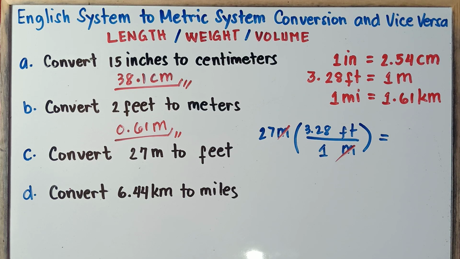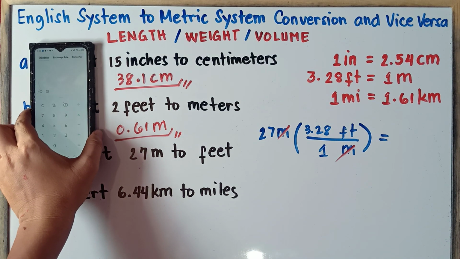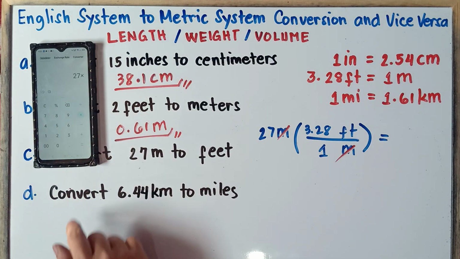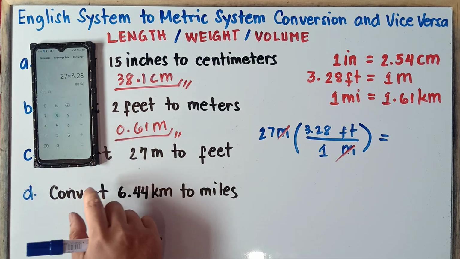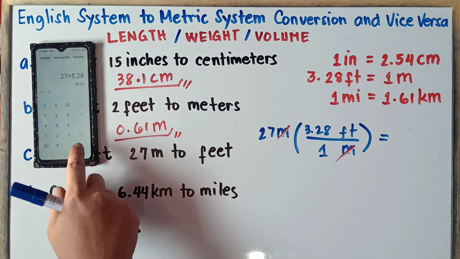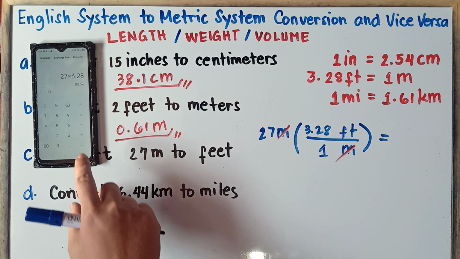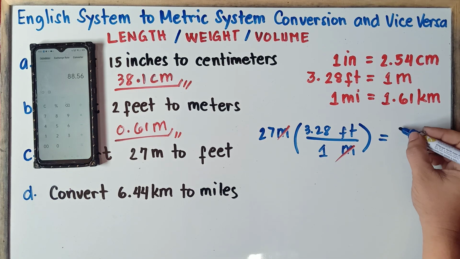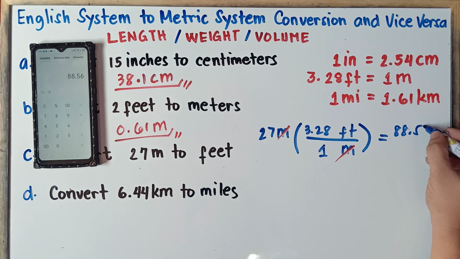And then simply multiply. 27 times 3.28. Once again, class, you always double check your answer. 27 times 3.28. The answer is 88.56. Do not forget the units, feet.